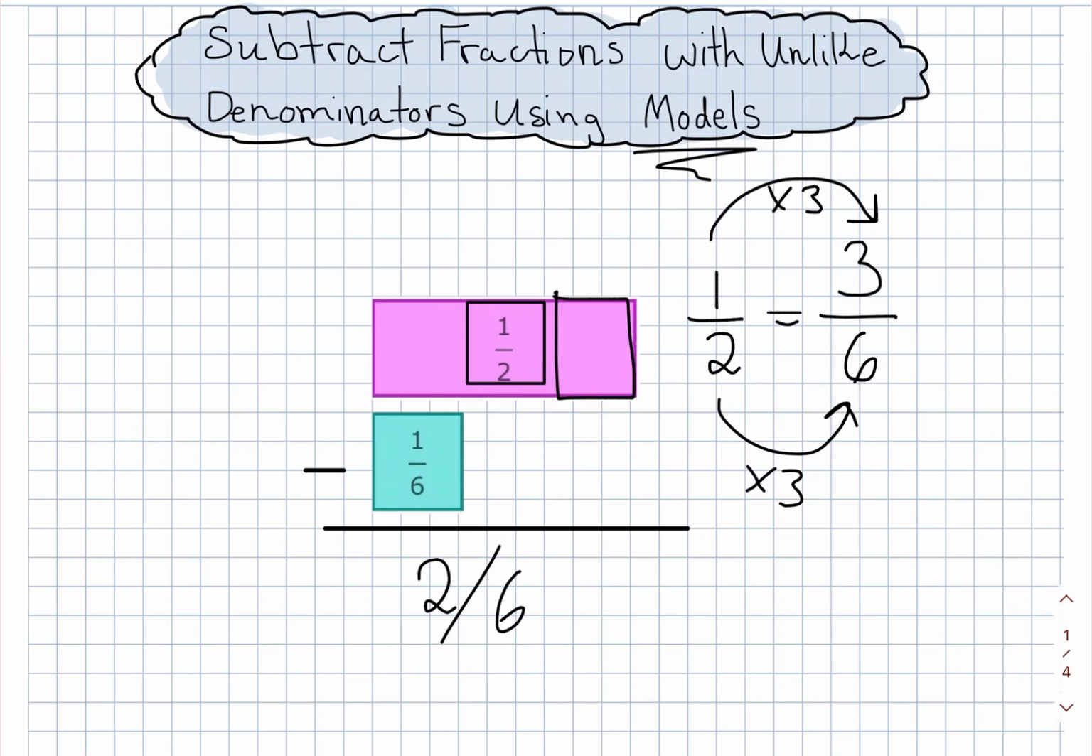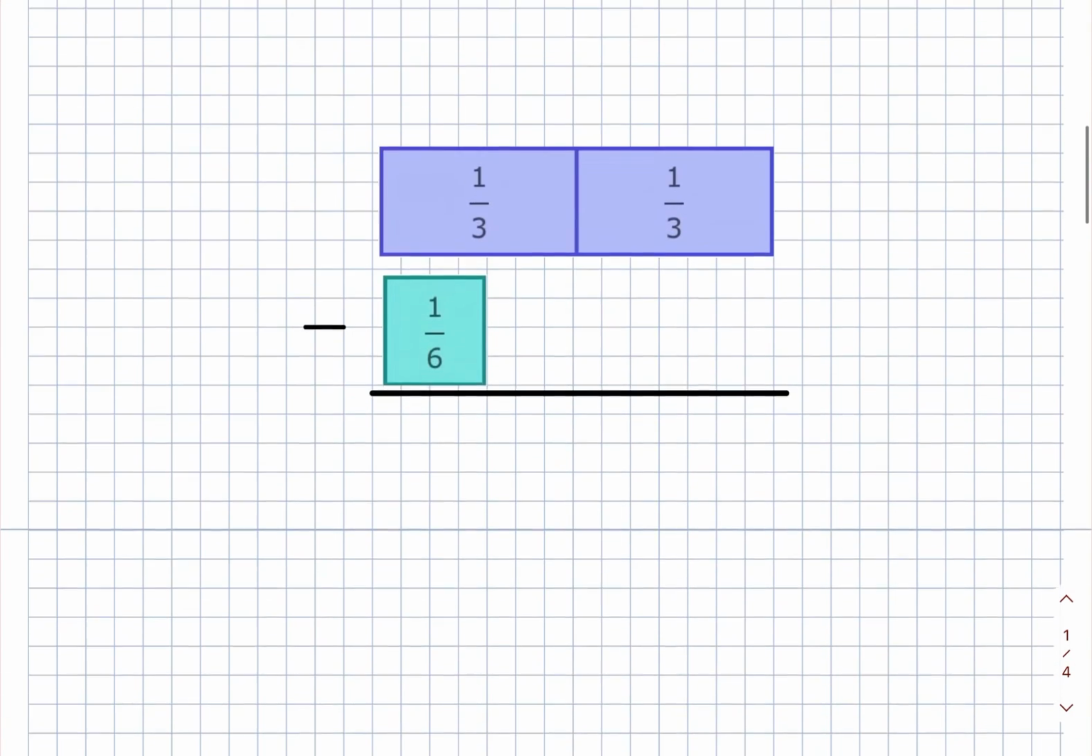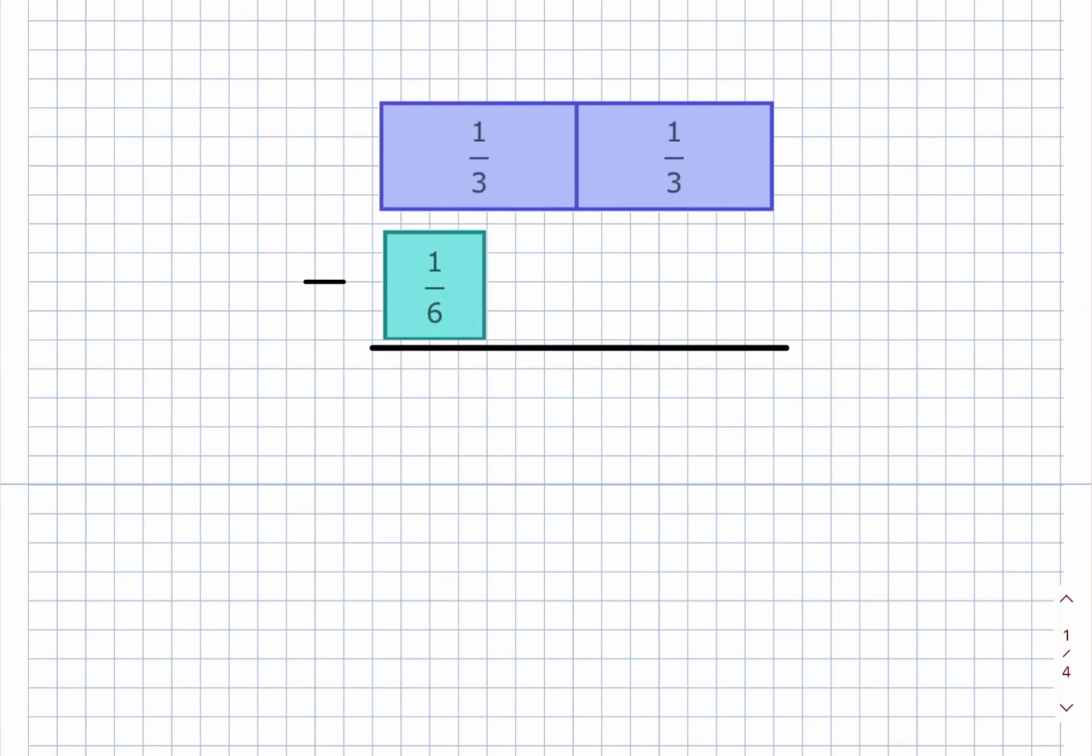Let's try another example. Here we have 2/3 minus 1/6. So we're working with sixths again. And the question again is, how many sixths will fit into my 2/3? Because I need to transform it into a number that has the same denominator. So let's go ahead and write this down. I know that I'm going to be turning them into sixths.